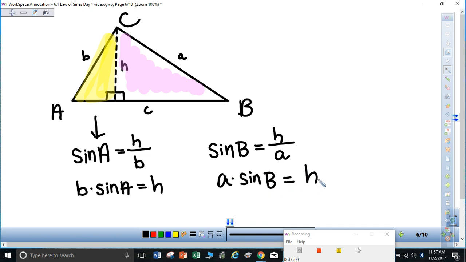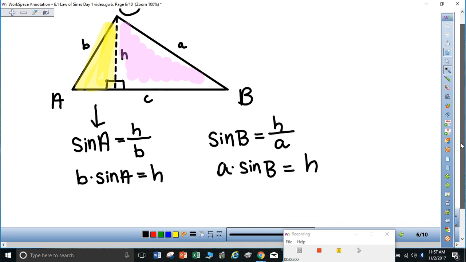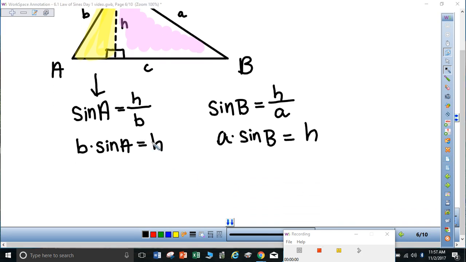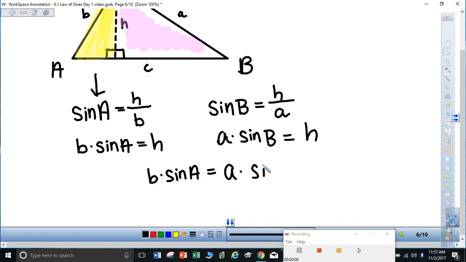Okay, so now we have two statements that are both equal to h, so we could almost think of this as a system of equations. If h equals b sine A and h also equals a sine B, that means that b sine angle A is equal to a sine angle B.